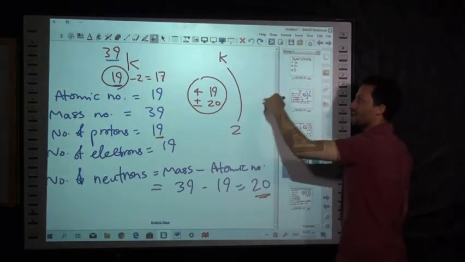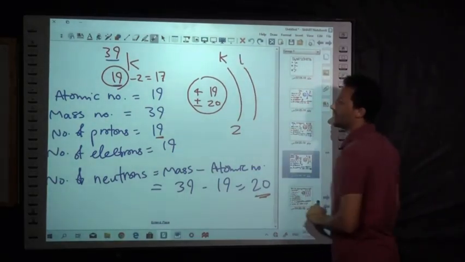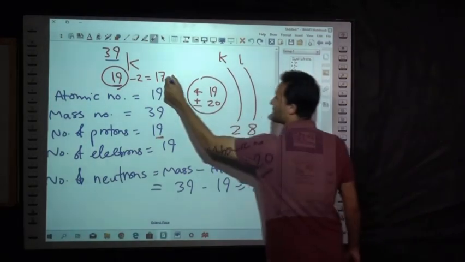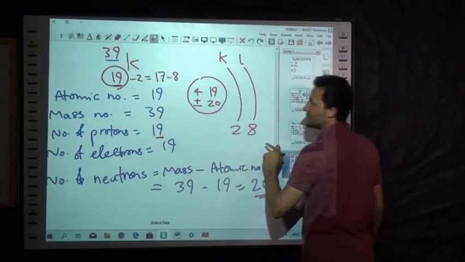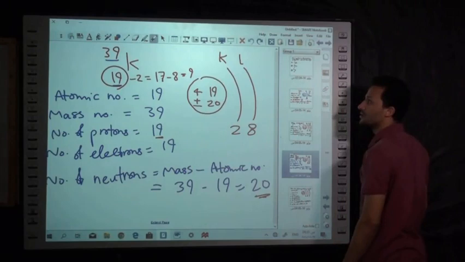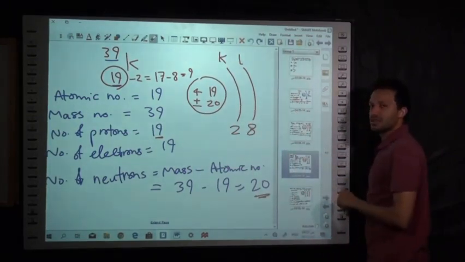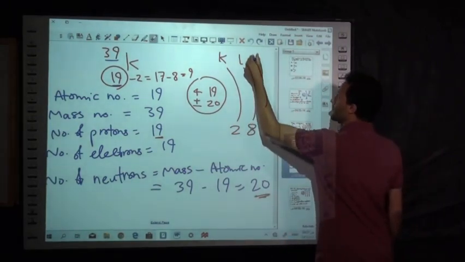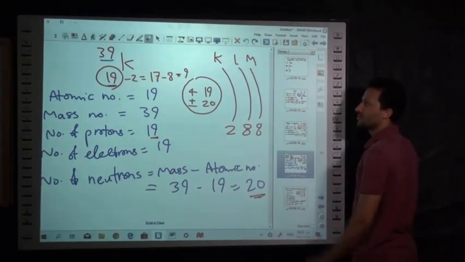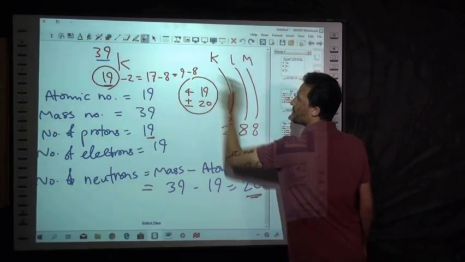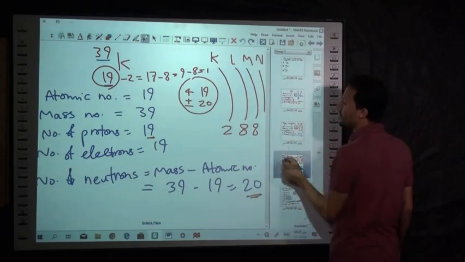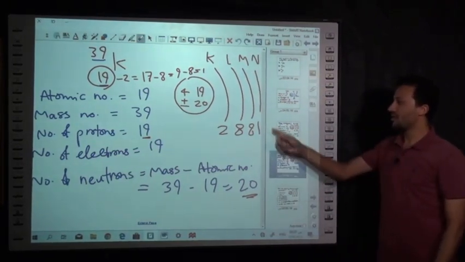So let's draw the next energy level, L. L is saturated by 8 electrons. So 17 minus 8 equals what? 9. Good. So we have to draw the third energy level, M. M is saturated by 8. So 9 minus 8 equals 1. So the last energy level, N, will contain the last electron.